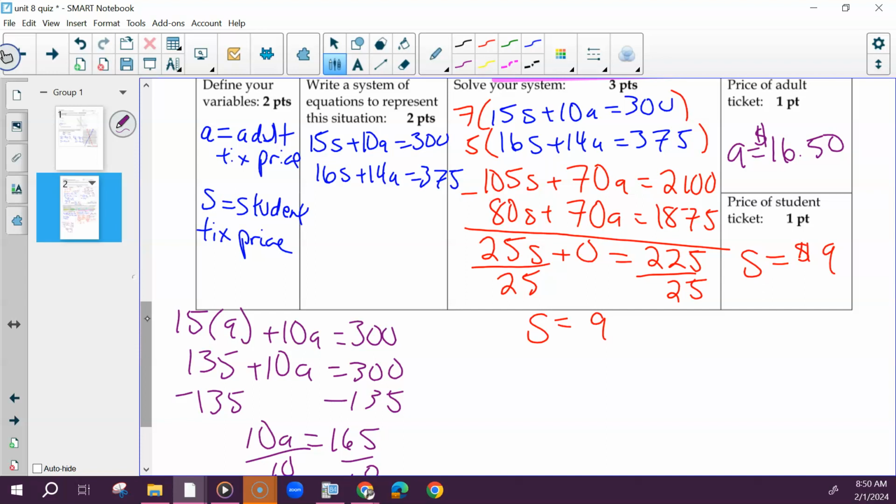Go ahead and clear up your desk. Put your calculator up. You're going to start with the no calculator section. Put your calculator behind your phone.